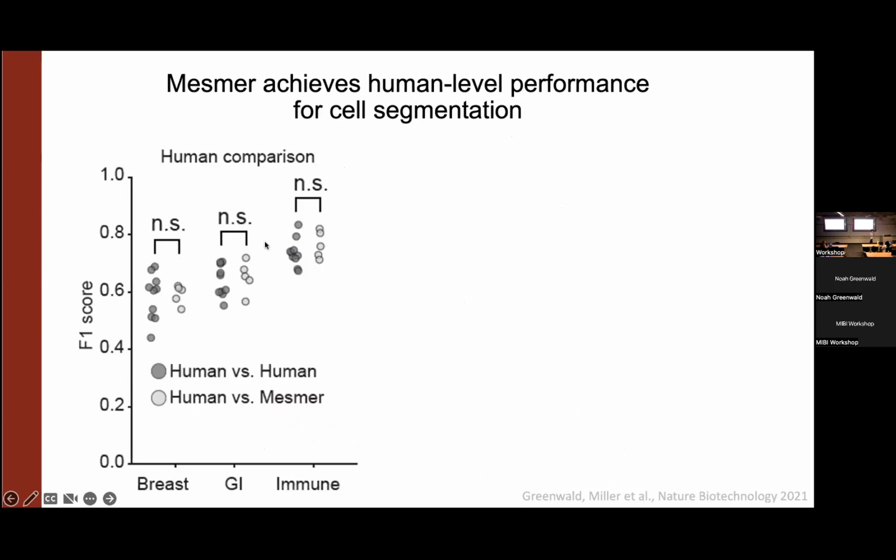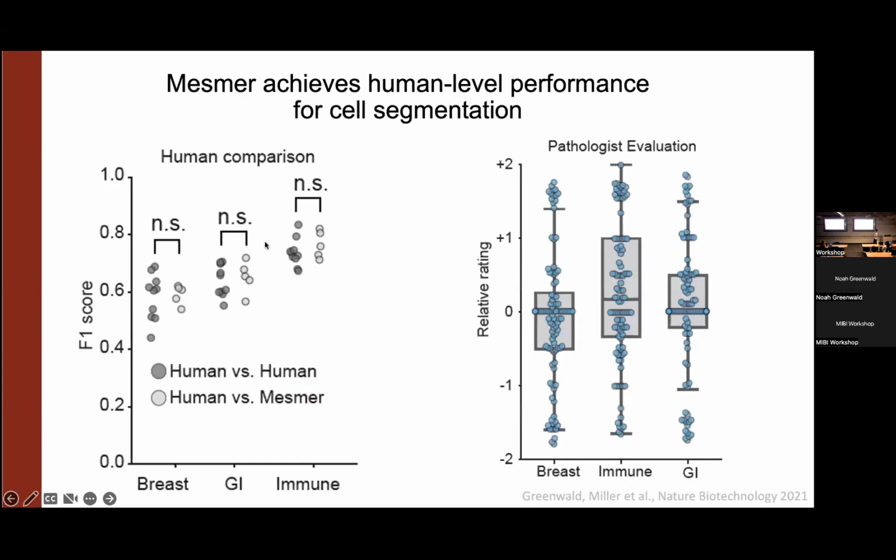The issue is that even humans disagree about what the correct segmentation is for these images, because they're densely packed and overlapping. There isn't a true ground truth in these data. So if you get a bunch of humans to annotate the same image and compare them to one another, and then you compare those humans to Mesmer, what you see is that the distribution of scores is the same. The differences between typical humans are the same as the differences between those humans and Mesmer.